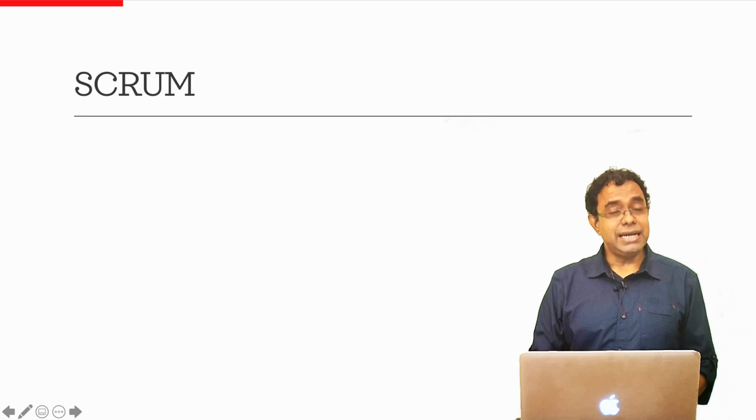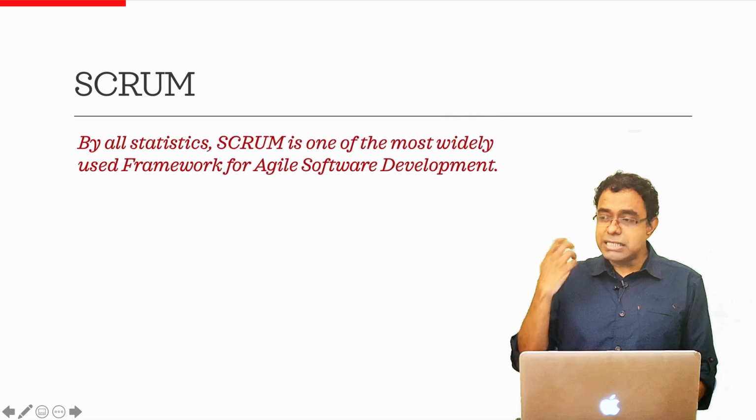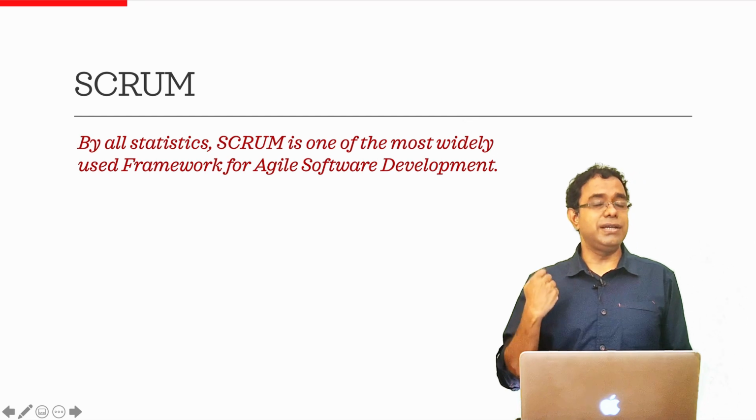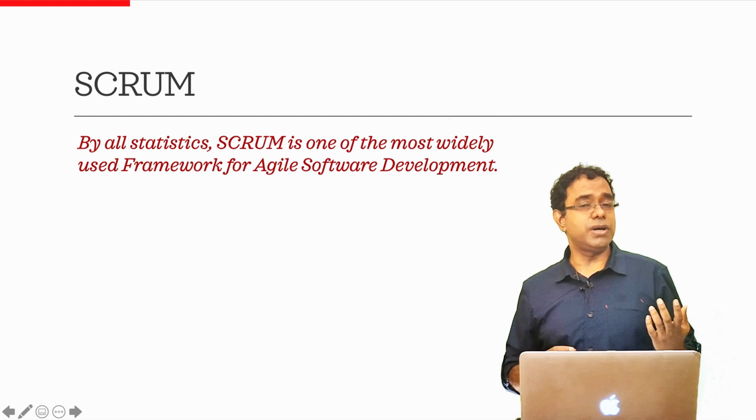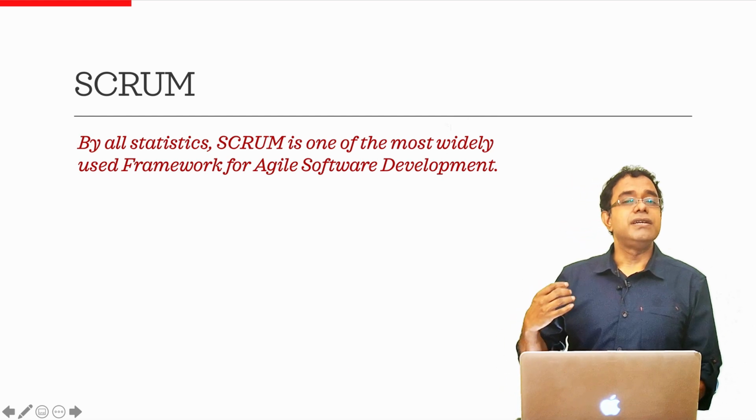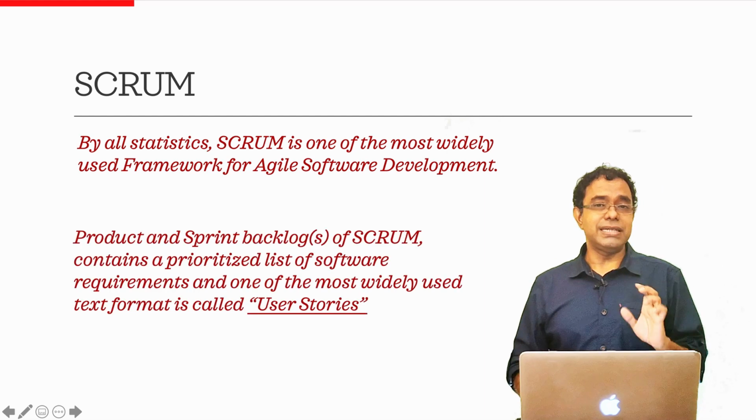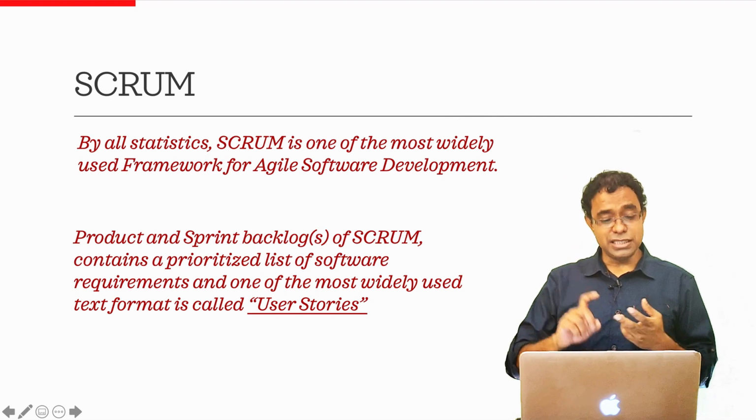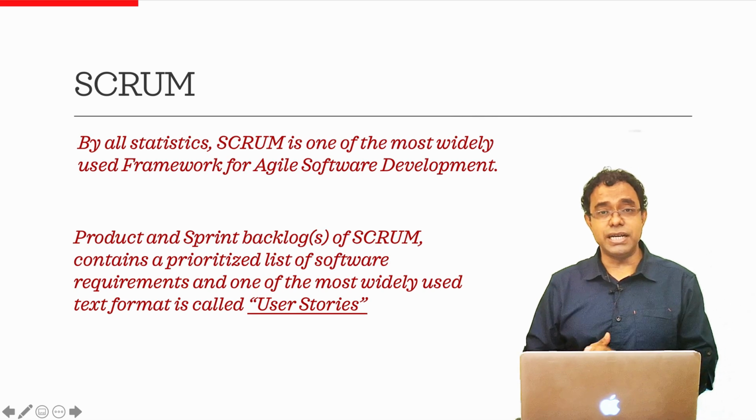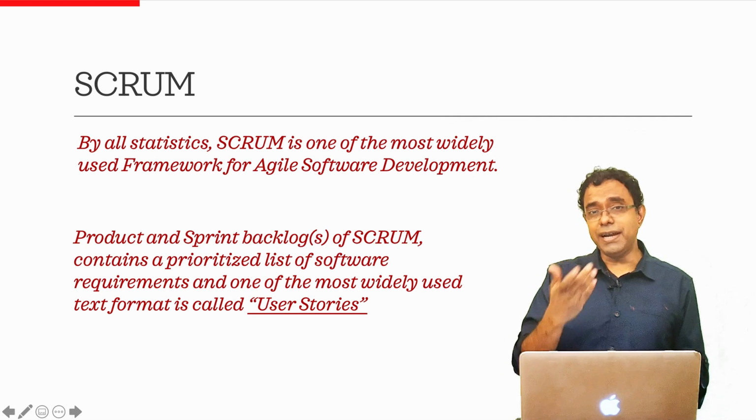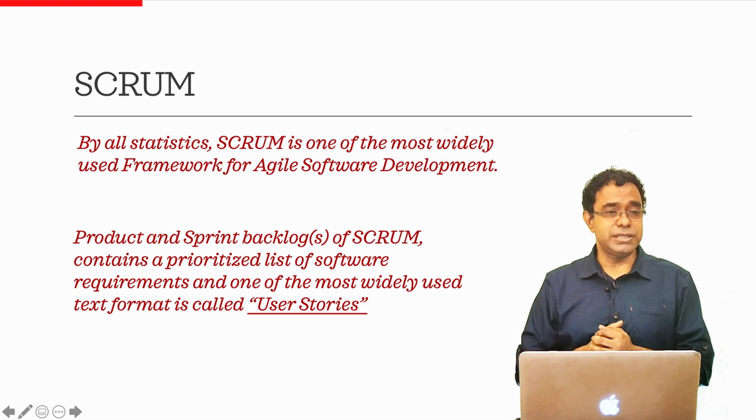Okay, so with that, let's go to Scrum. Now, by far, Scrum is one of the most widely used methodologies in the agile world. No matter which framework you are using, at the team level, you may be using Scrum most of the time. Okay, and there are a couple of things in Scrum. They are called product backlog and sprint backlog, which contain the prioritized list of things which need to be done, and the de facto way of writing those product backlog or sprint backlog items is user stories.